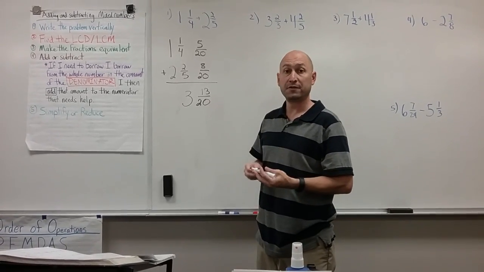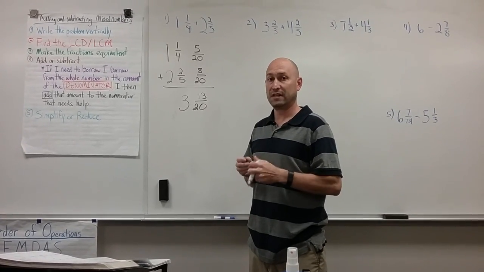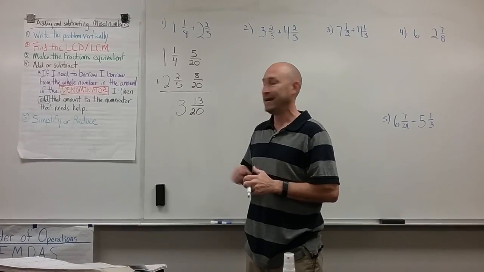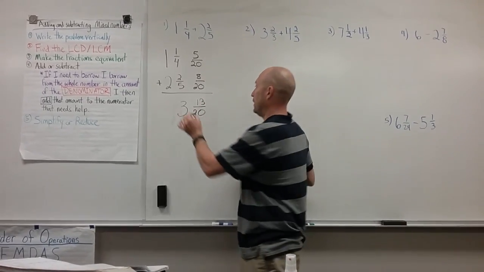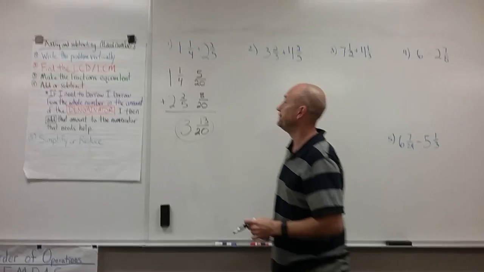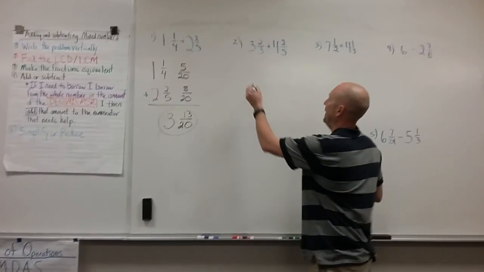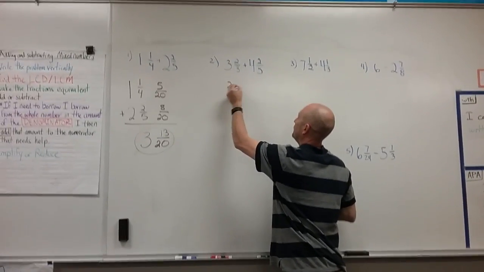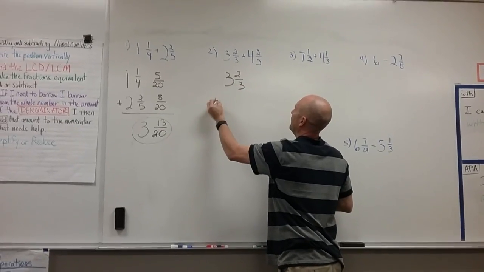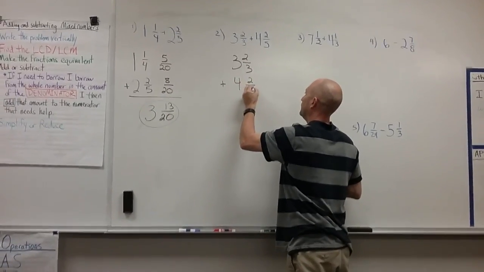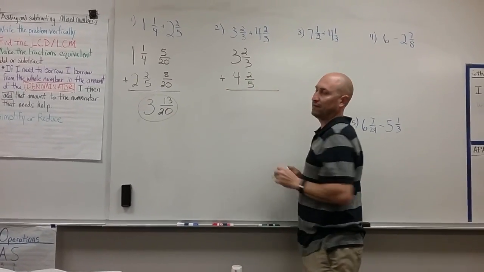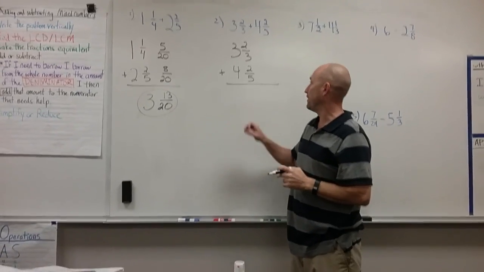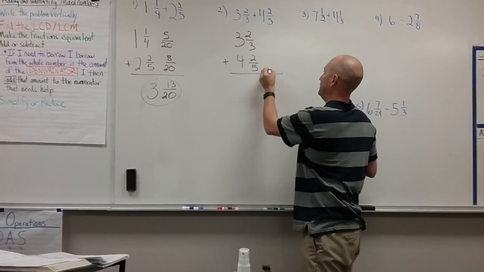In this example, 13/20ths is reduced as low as it can go because 13 is a prime number and it does not go evenly into 20. So I'm finished. In my second example, I have 3 2/3 plus 4 2/5. Now in this case, I'm looking for the first time that 5 and 3 are going to meet, and they're going to meet at 15.